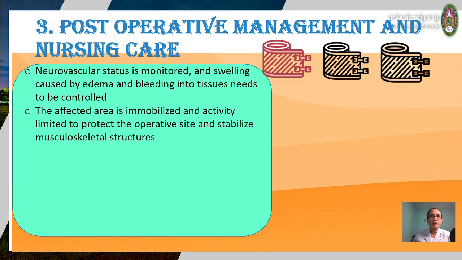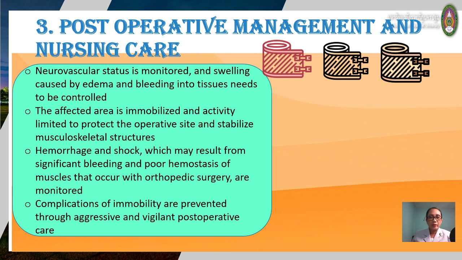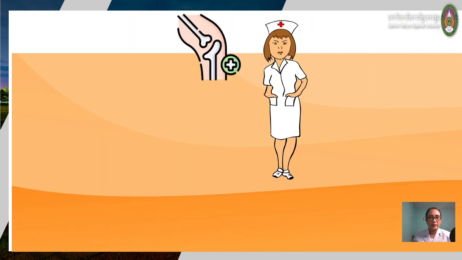The affected area is immobilized, so take note of this, and activity is limited to protect the operative sites and stabilize musculoskeletal structures. Hemorrhage and shock, which may result from significant bleeding and from hemostasis of muscles which occur with orthopedic surgery, are also monitored. Complications of immobility are prevented through aggressive and vigilant post-operative care. Some patients need to mobilize, some patients do not need to mobilize. So take note of that.